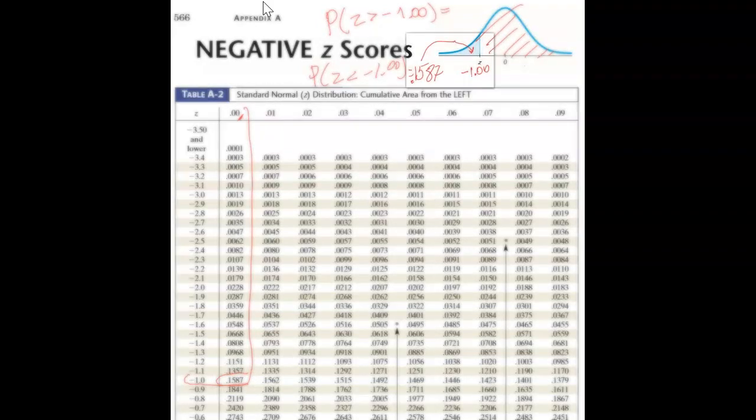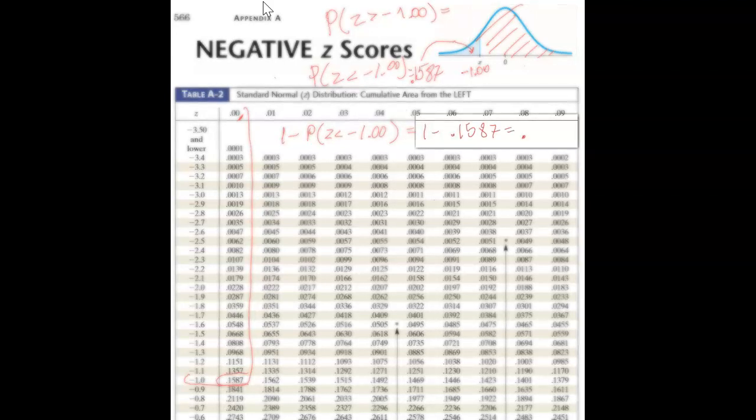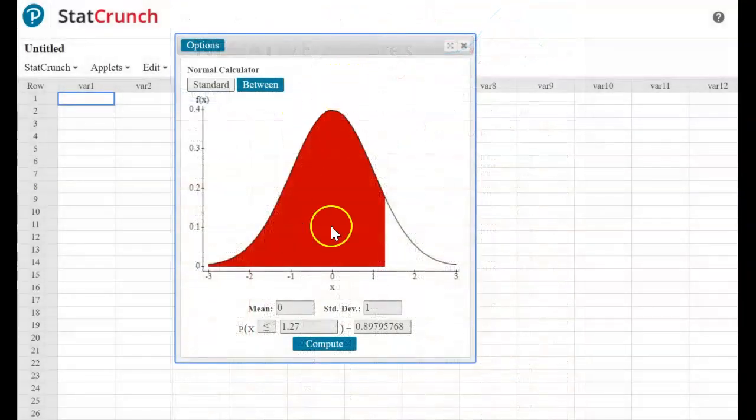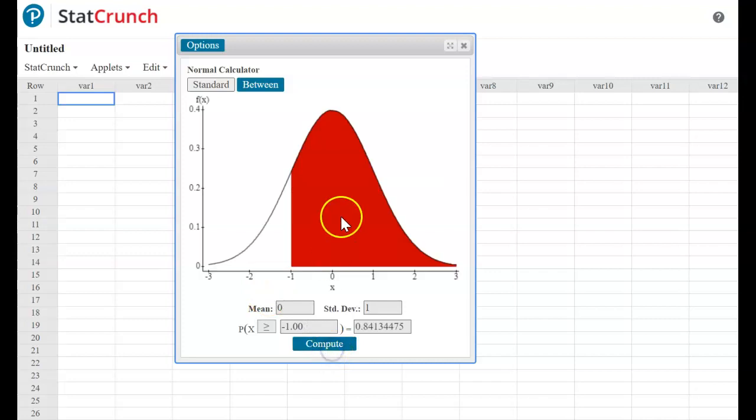Now we need to subtract it from 1, 1 minus P of z less than negative 1.00, to find probability to the right of the z-score. 1 minus 0.1587 is equal to 0.8413. Now let's calculate it using StatCrunch. We need to change to P of x greater than negative 1.00, compute, and you can see the shaded area is to the right of the z-score. The probability is equal to 0.8413 rounded to 4 decimals.